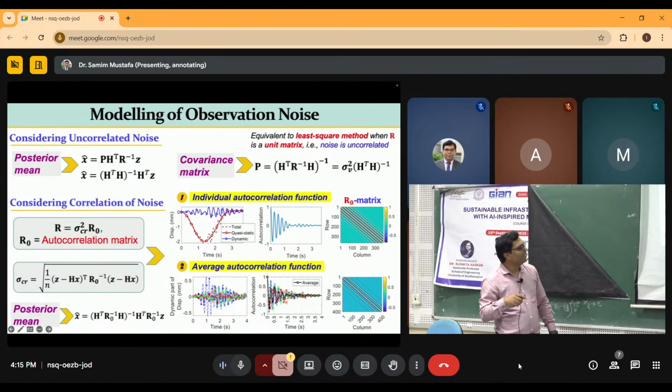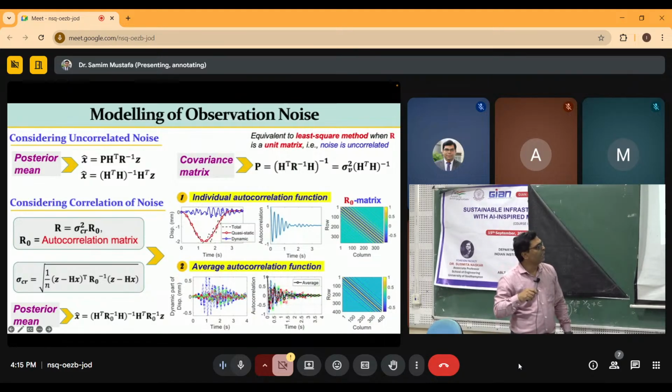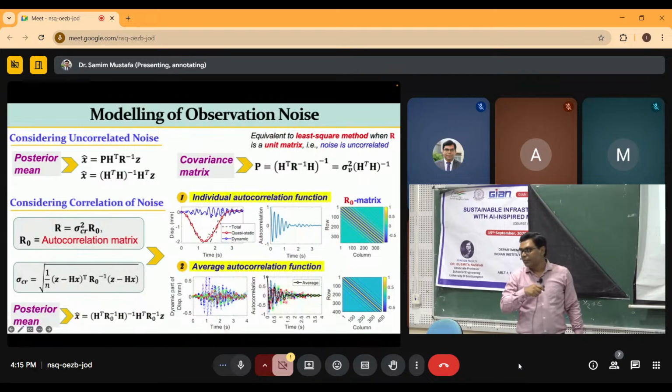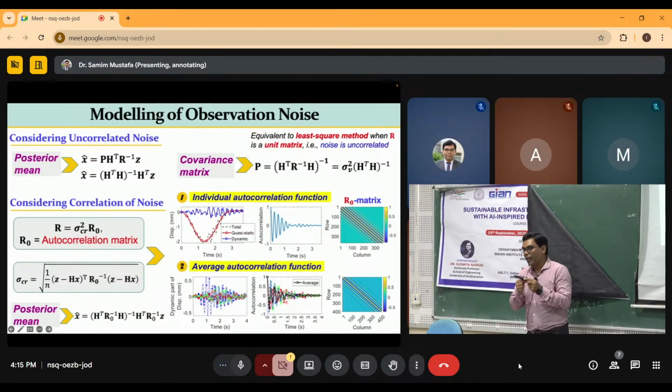Then there is another thing, the segregation of dynamic and static parts. You use some high pass filter and then you take out the dynamic component. Then you model the dynamic component appropriately. Usually in Gaussian modeling, we assume that the noise is random. It is white noise, which means it is very random, so it is uncorrelated. Diagonally it is there, off diagonal terms are all zero.